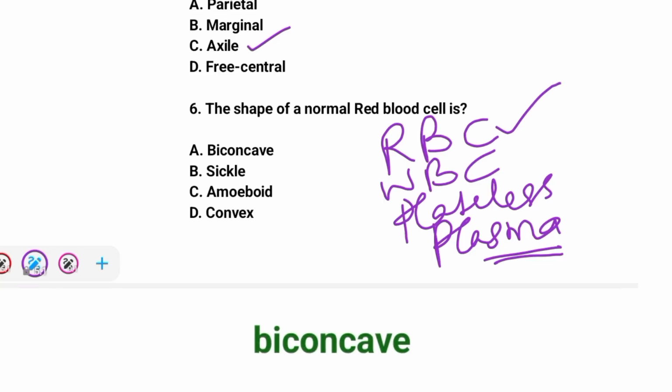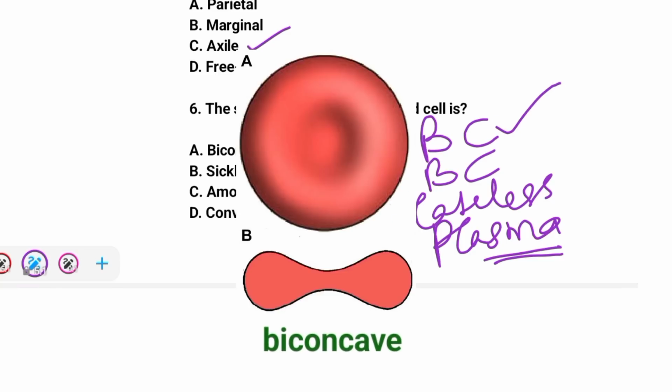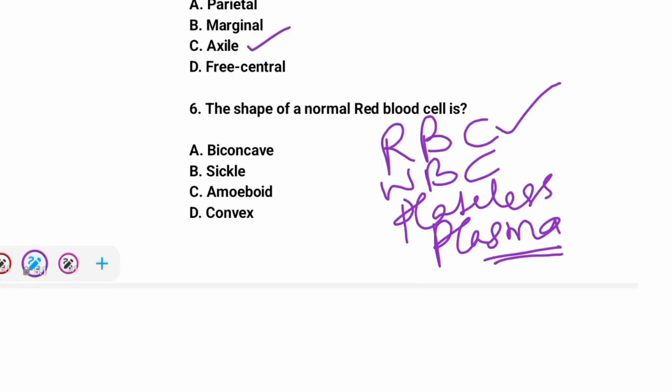For RBC, the shape is biconcave. The reason it's biconcave is so that it will have a large surface area for the absorption of oxygen. Then WBC, the shape is amoeboid. Okay, this one is for WBC. But the answer to this question is biconcave because we're talking about red blood cells. Red blood cells have biconcave shape.